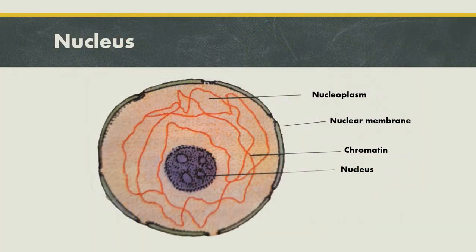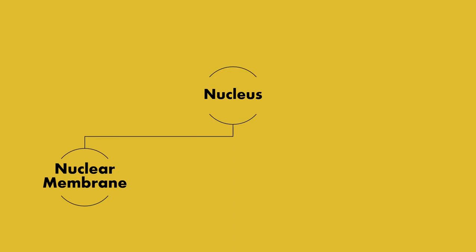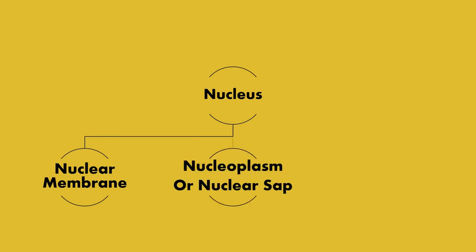Nucleus. Nucleus is the most important part of the cell because it controls all the activities of the cell. It is found as a spherical or oval structure, usually located in the center of the cell. The nucleus has the following components: nuclear envelope or nuclear membrane, nuclear sap or nucleoplasm, and nucleolus. Nuclear membrane separates the nucleus from the cytoplasm. It is a double-layered membrane which is mainly made up of proteins and lipid.